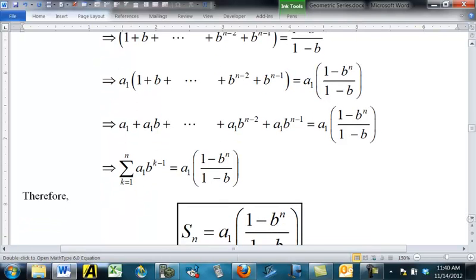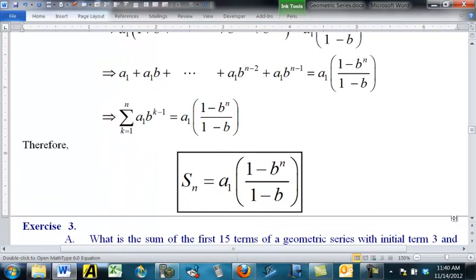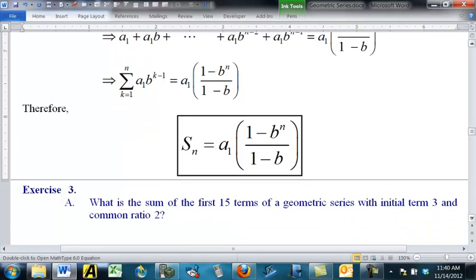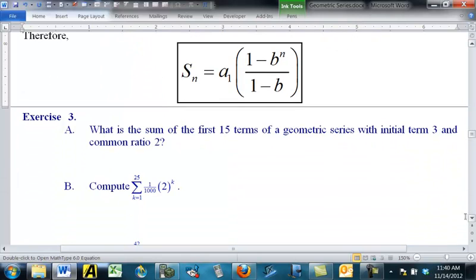So here's our formula. The sum of the first n terms of a geometric series is the first term, a1, times the fraction 1 minus b to the n over 1 minus b. n is the number of terms that we're adding up. b is the common ratio, or what we're multiplying by each time. It's our base. Okay? So take that formula and let's apply that. You might want to jot that down. Okay, and let's apply that in this next exercise.